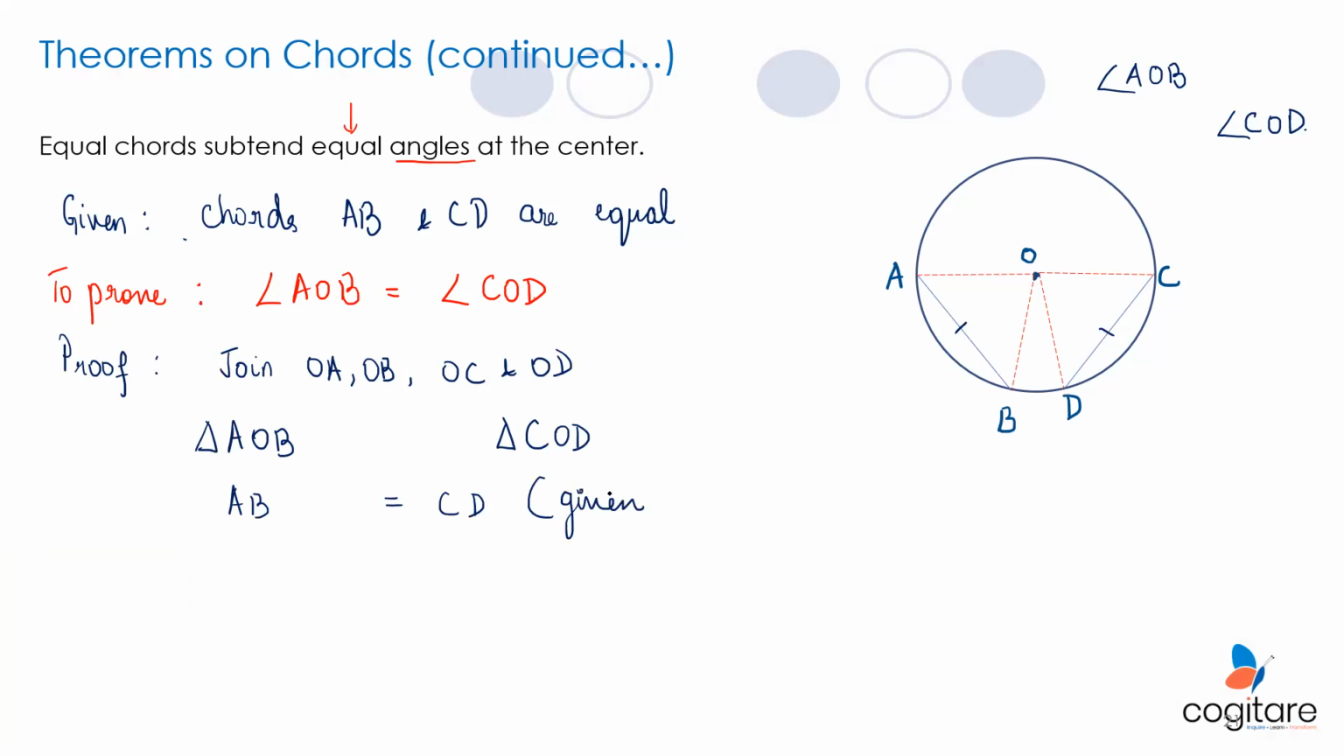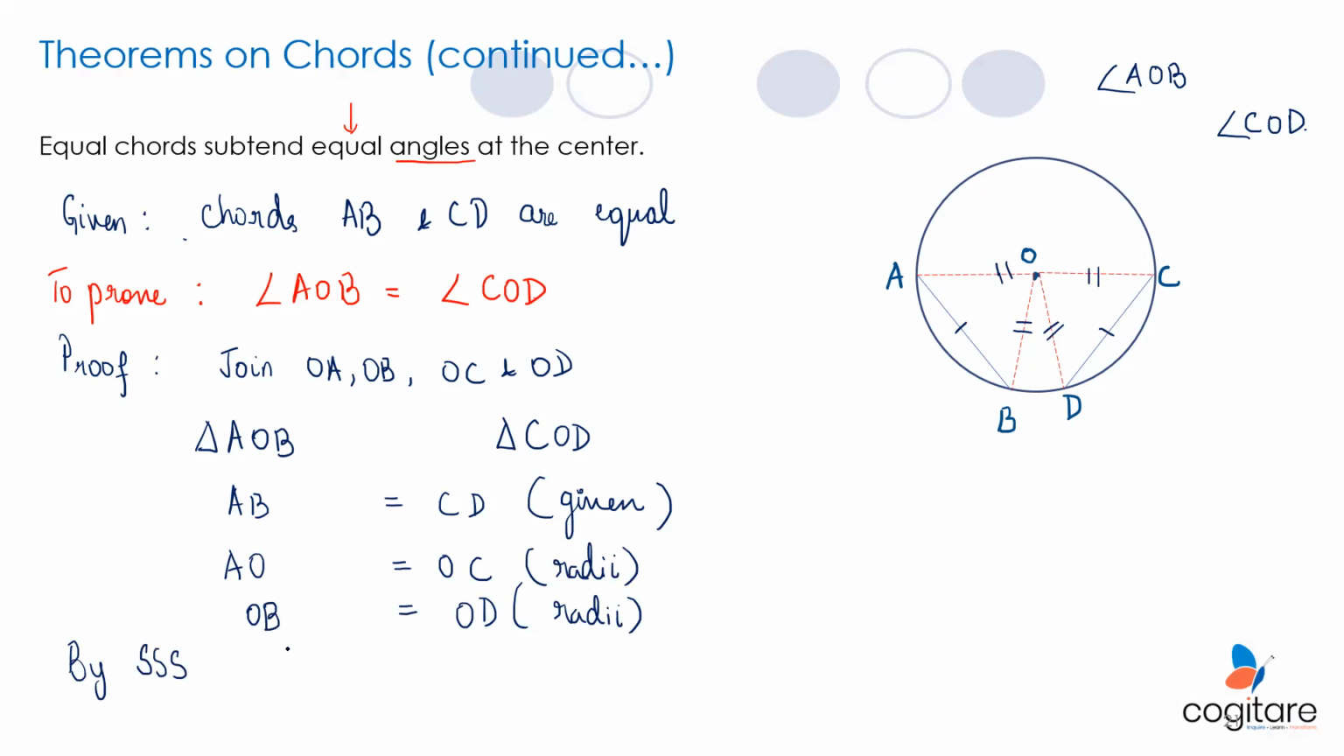This is given. Then you can see that AO is equal to BO is equal to OD is equal to OC, because they are the radii of the circle. So you have AO equals OC, and we have OB equals OD. All the four are radii of the circle, right? So here, by the SSS postulate or criteria for congruence, we can say that triangle AOB is congruent to triangle COD. This is a very quick one, right, guys?